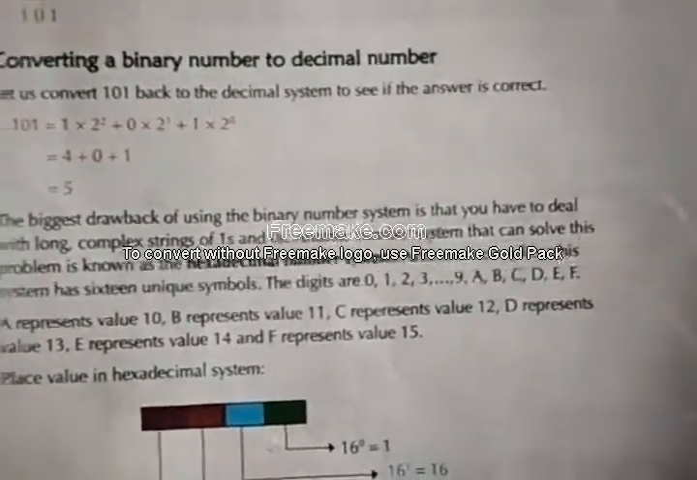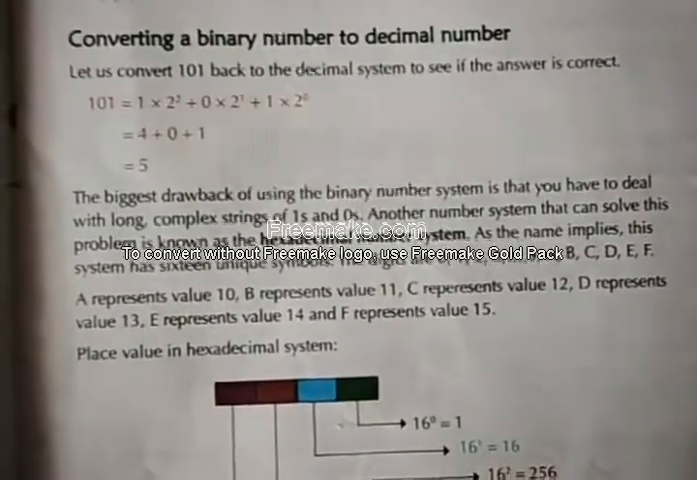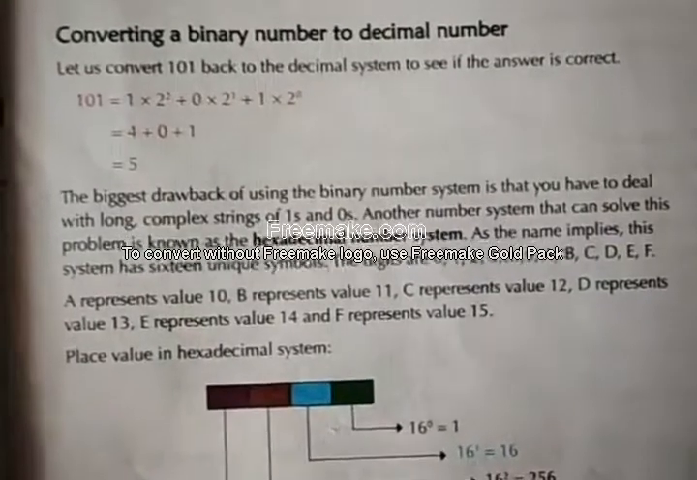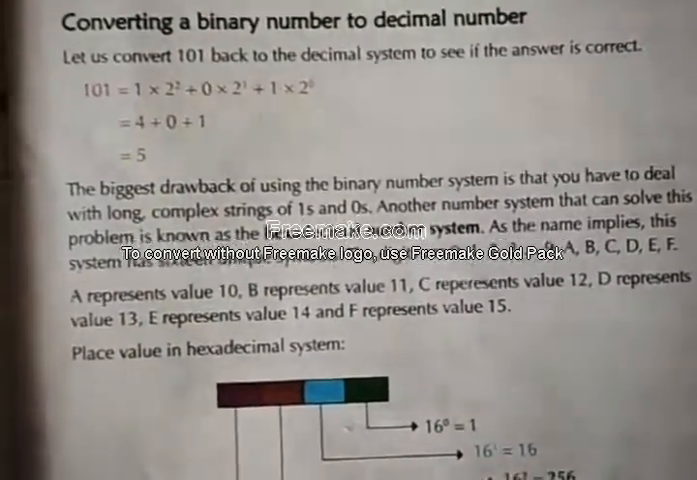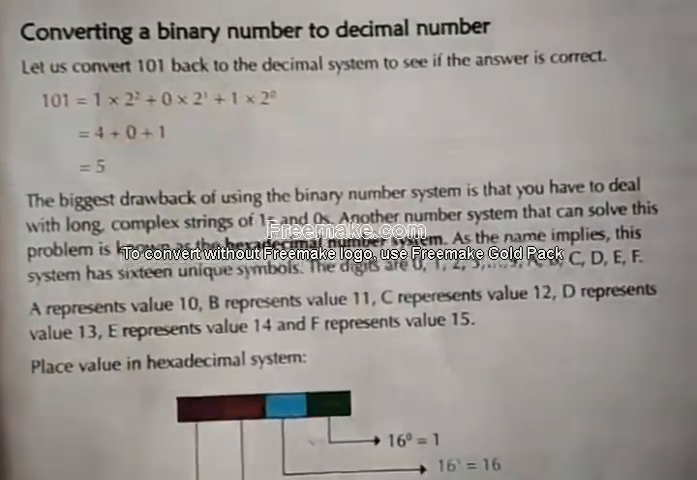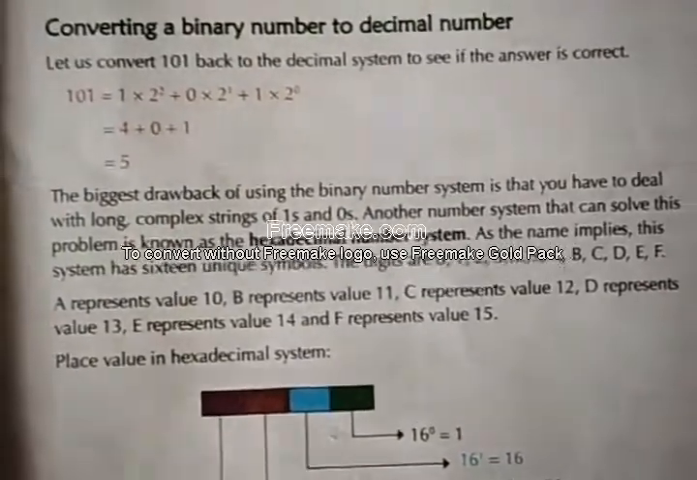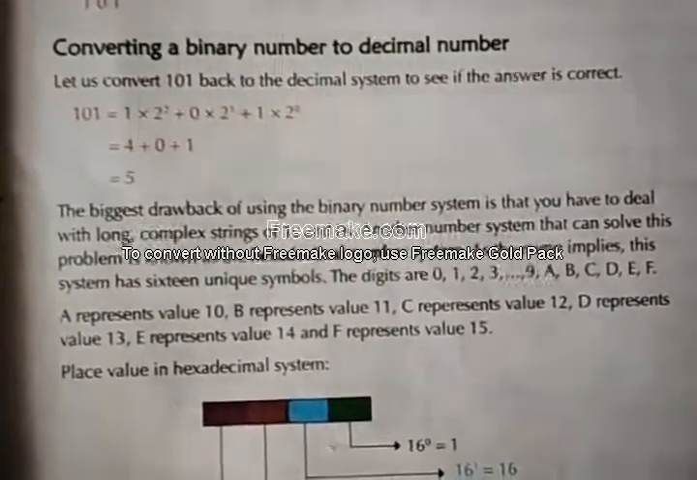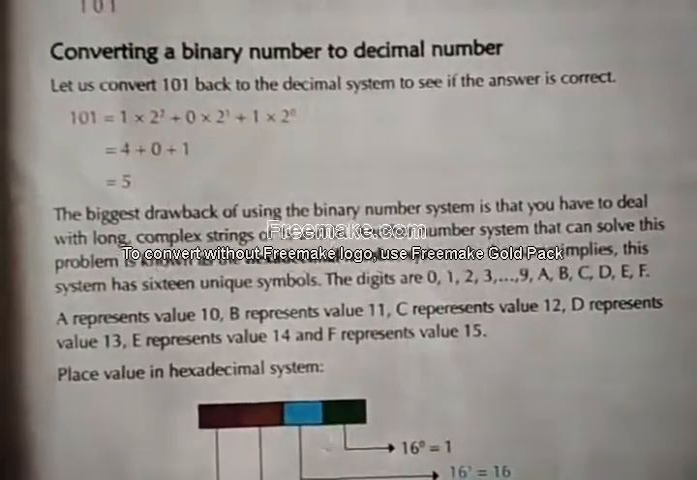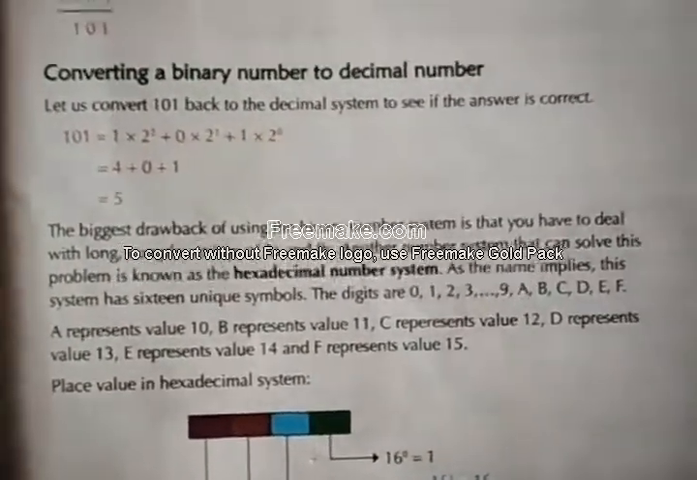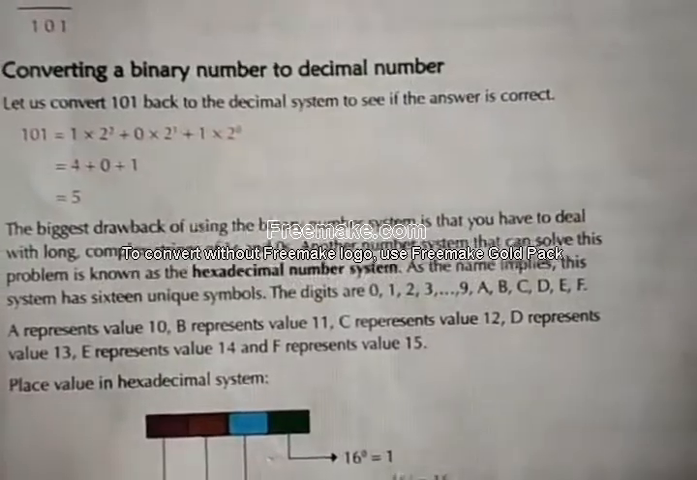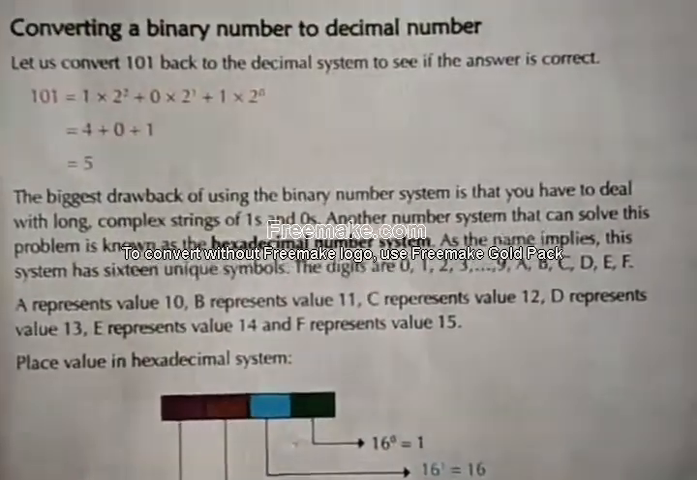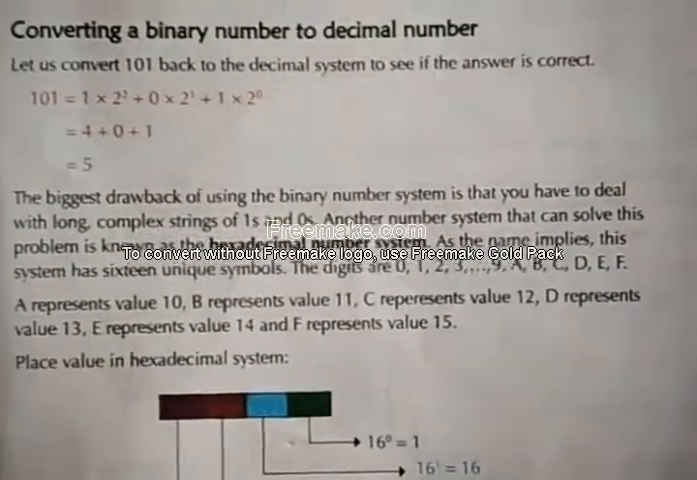As the name implies, this system has 16 unique symbols. See, the computer now understands hexadecimal number system. Why is the computer made to understand hexadecimal number system? Because zeros and ones, that binary number system, takes a long process, so it may confuse and it will be irritating for sure if it is for long numbers. So to overcome that, we have introduced something called hexadecimal number system for the computer to understand.